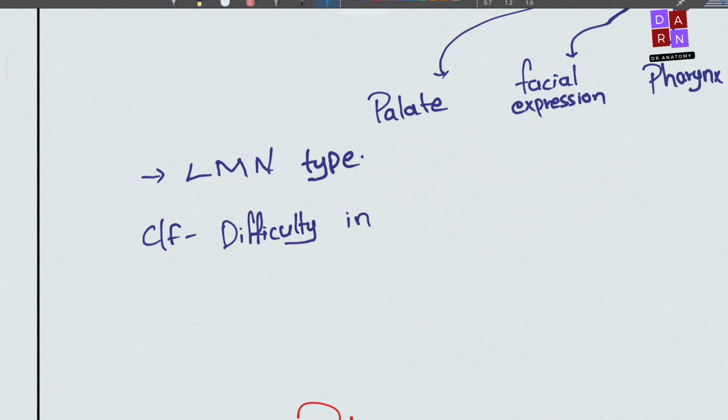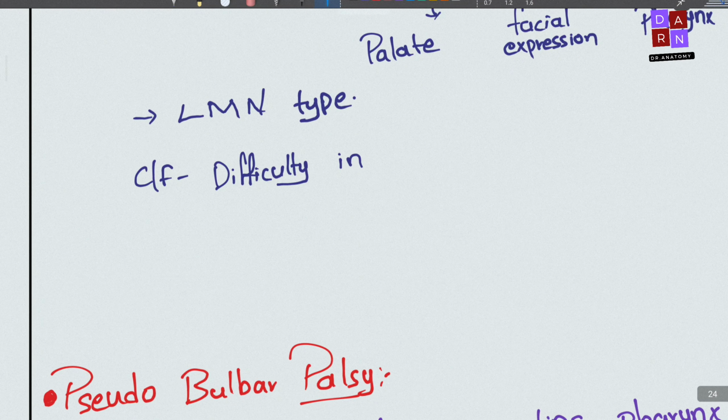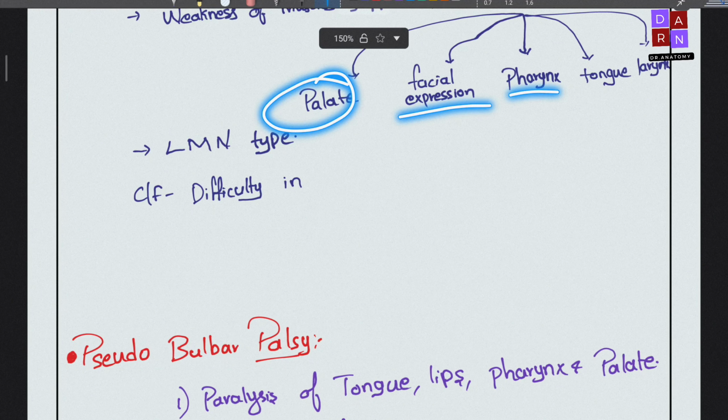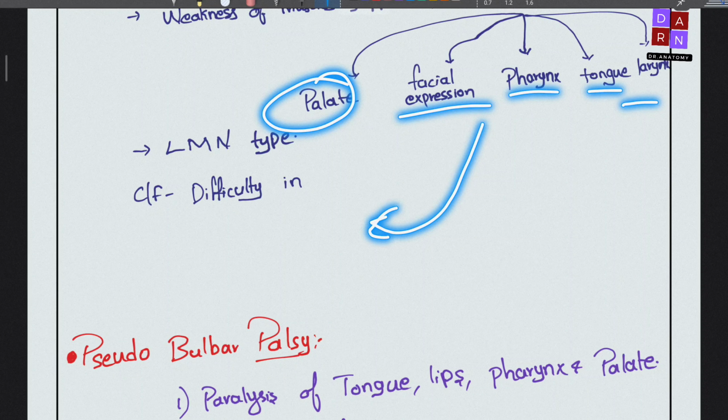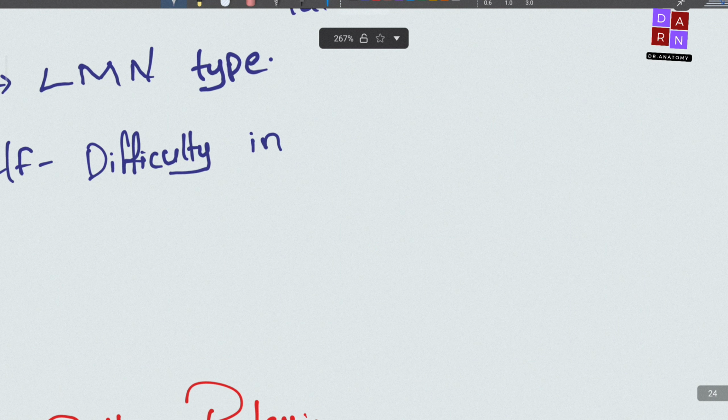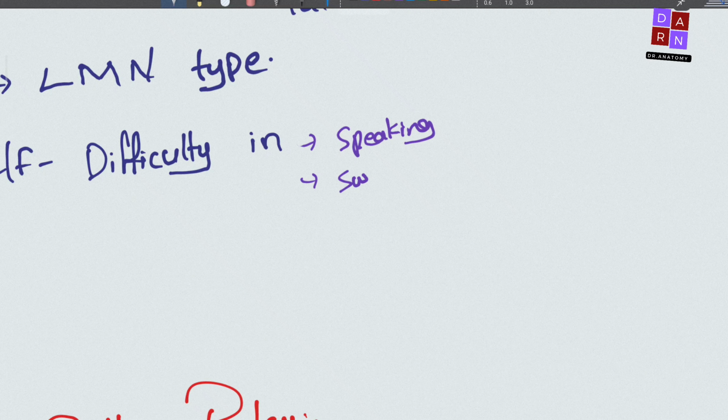Okay, these are the features of lower motor neuron lesion. If you need a detailed video of this, I had discussed it in my video on the spinal cord. So these are palate, facial expression, pharynx, tongue, and larynx. It's gone means what will you see? Clinical features will be seen in this. He can't speak, has difficulty in speaking, swallowing, and also facial expressions. He can't give his facial expressions.